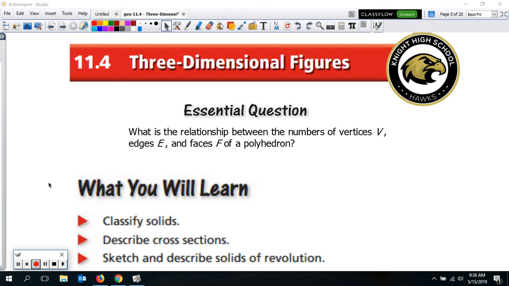All right, well, we're going to go ahead and look at three-dimensional figures in 11.4. And we're going to be looking at classifying some solids and describing some cross-sections of these.